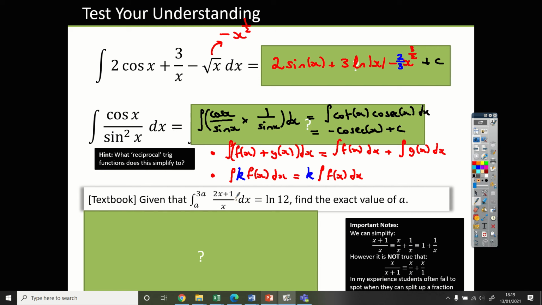All right, thirdly, we've got this one at the bottom with unknown bounds on. Now, it's been a while since we've done any of these. Remember, when you stick bounds on your integration symbol, that's telling you to find an area between these two values.